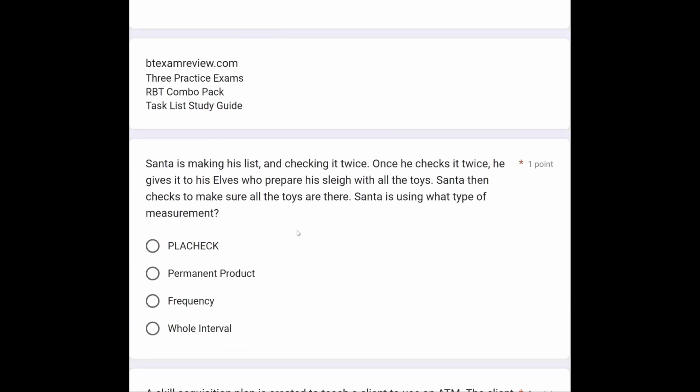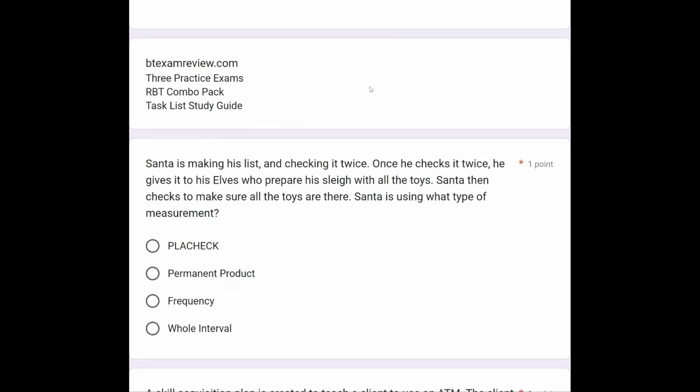Question 1. Santa is making his list and checking it twice. Once he checks it twice, he gives it to his elves to prepare his sleigh with all the toys. Santa then checks to make sure all the toys are there. Santa is using what type of measurement? Okay, so Santa has made his list, he's checked it twice, and now he's passed his list off to the elves. And we're trying to figure out what type of measurement Santa used to do what? Well, to make sure all the toys are there.